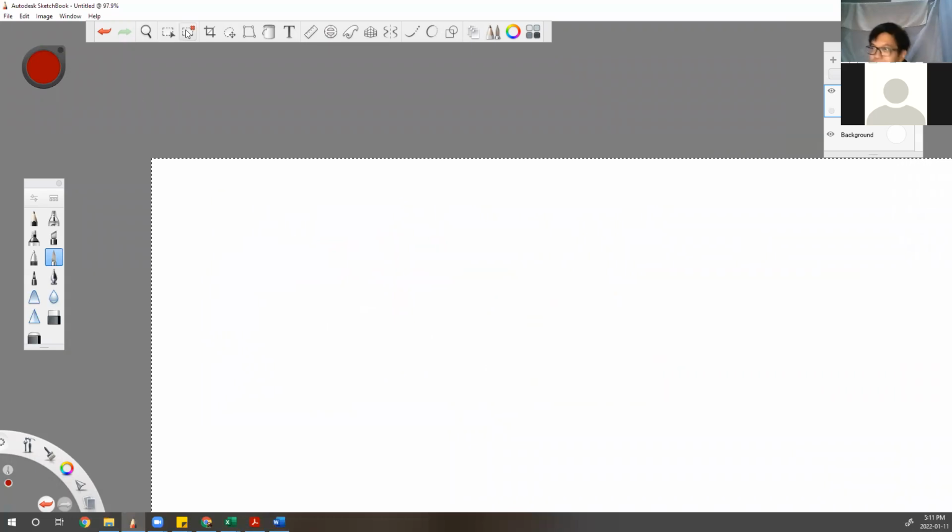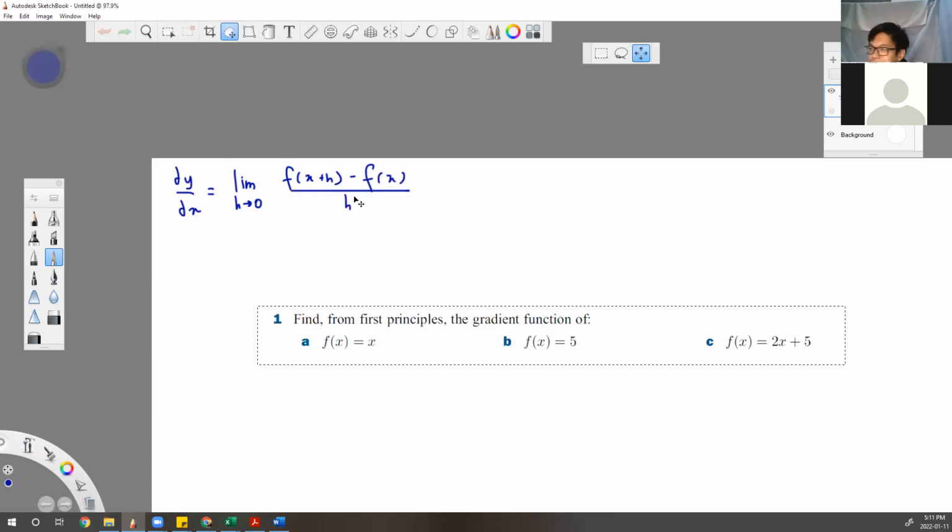I want to rewrite one more time so you have the idea. dy/dx equals the limit as h approaches 0 of f(x plus h) minus f(x), over h. You have to memorize this. Okay, let's do number 1.